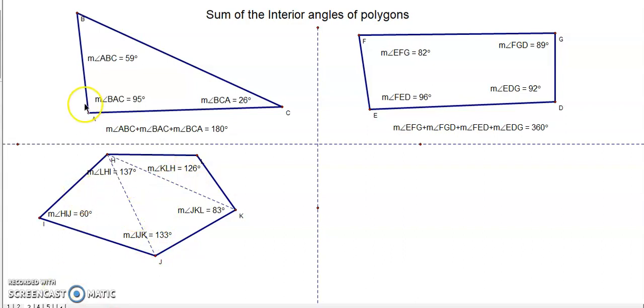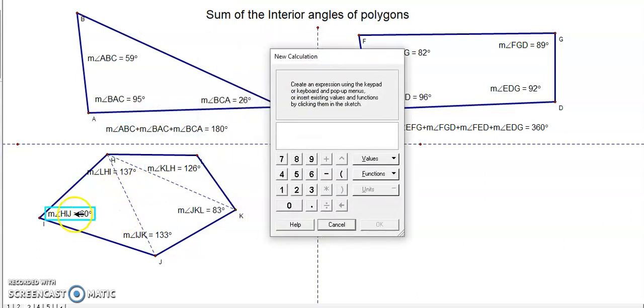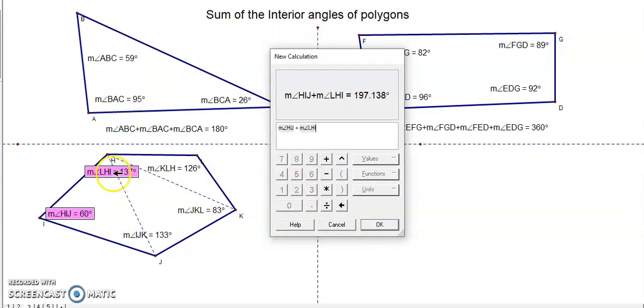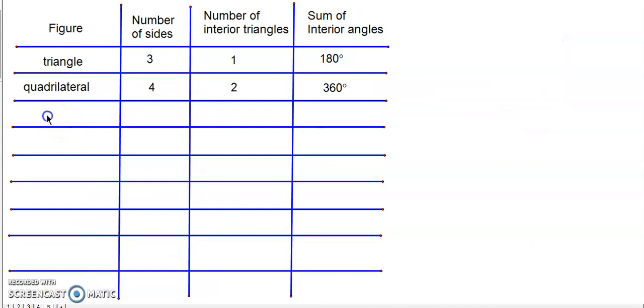Let's see if that actually works. Let's measure and calculate. I'm going to add up all these angles. This one, plus this one, plus this one, plus this one, plus this one, and it's 540. You see it's 540. 180 plus 180 plus 180. Let's go back to the chart and add that in there. So here I'm going to write pentagon.